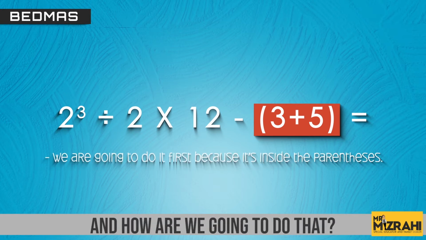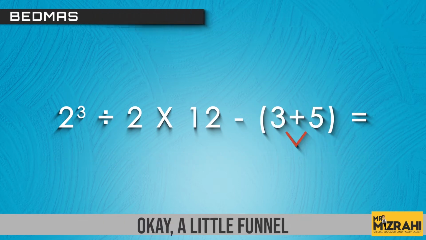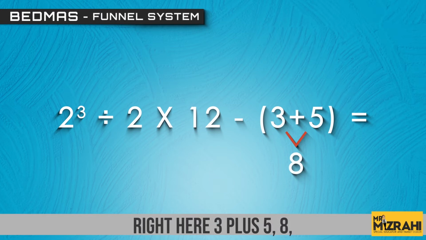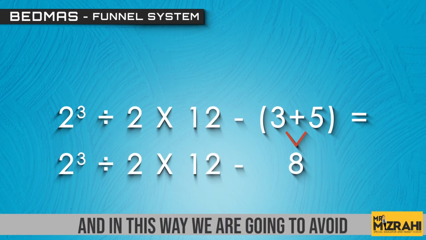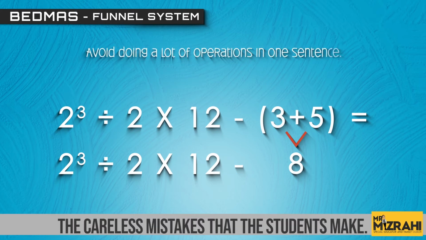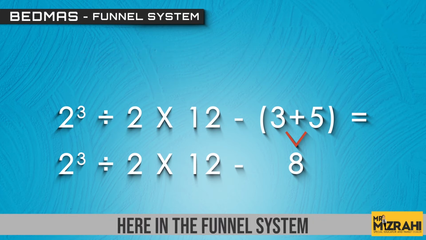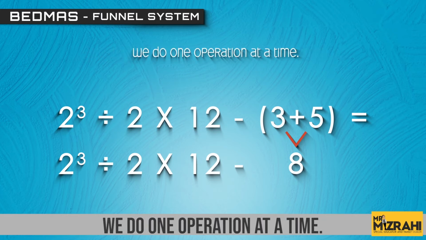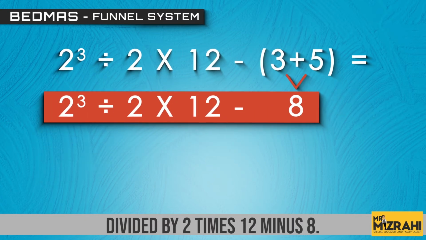And how are we going to do that? We're going to draw a little funnel. A little funnel right here, 3 plus 5, 8. And with the rest of the sentence, we're just going to copy it down. In this way, we're going to avoid the careless mistakes that students make by doing a lot of operations in one sentence. Here in the funnel system, we do one operation at a time. So we end up with 2 to the third power divided by 2 times 12 minus 8.